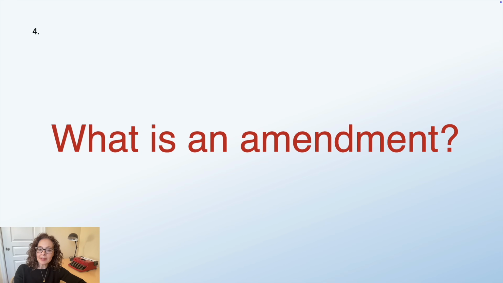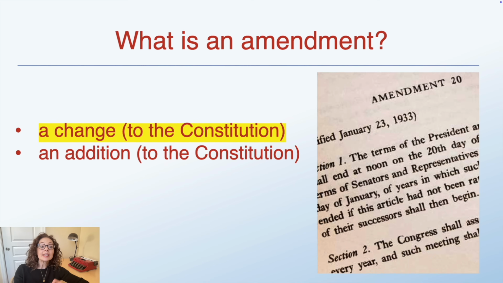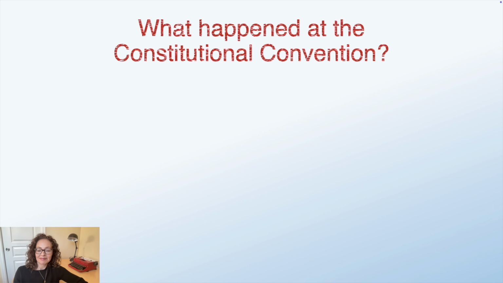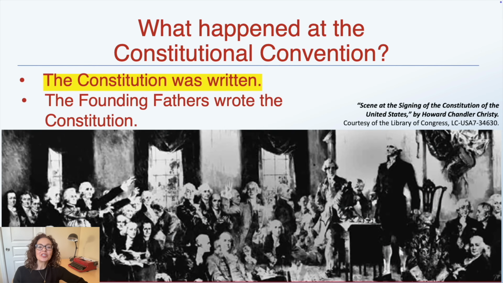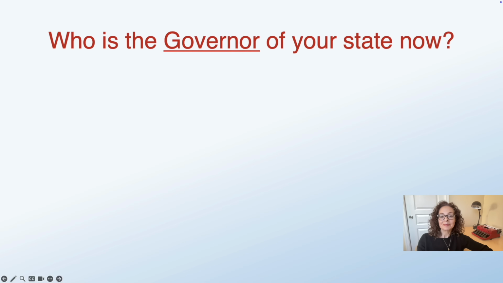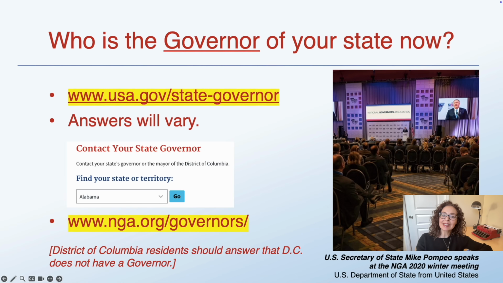What is an amendment? An amendment is a change to the Constitution. What happened at the Constitutional Convention? At the Constitutional Convention, the Constitution was written. Who is the governor of your state now? Of course, here again, answers will vary depending on which state you live in.